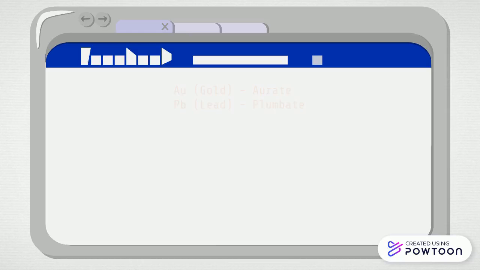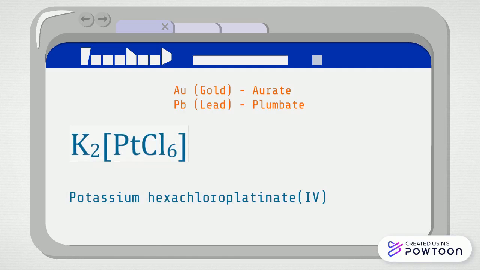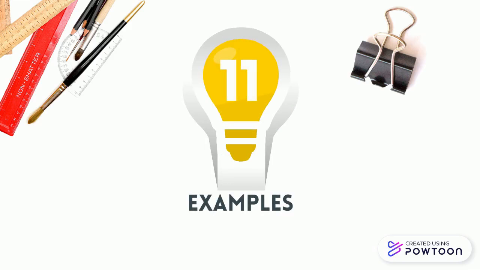For example, aurum and plumbum. If the complex is anionic, aurum will be written as aurate, meanwhile plumbum will be written as plumbate. Example below, platinum is named as platinum. Let me show you some of the examples for a better understanding.